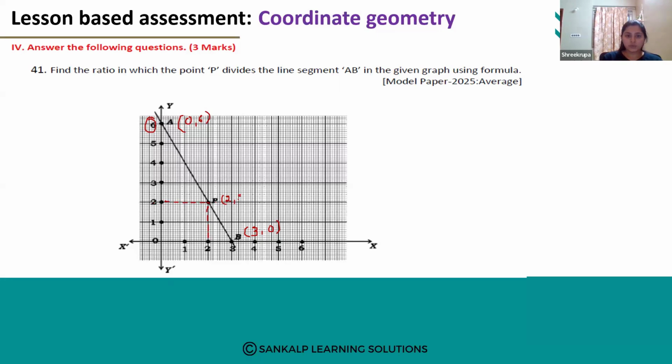It is 2, 2. You can observe from this graph, correct? If you follow the line, it is meeting x-axis at point 2. Similarly, y-axis at point 2. So, coordinates of P are 2, 2. So, from this graph, we have already found out the coordinates of A, B and P. Now we can use the distance formula.